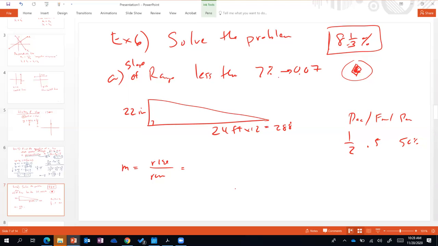I think we're ready. What's my rise? 22. Awesome. I go with that here. 22. And run, 288. Notice the inches go away. That's exactly what happens in physics and chemistry. As long as your units work out, then the rest of it is going to work out well.